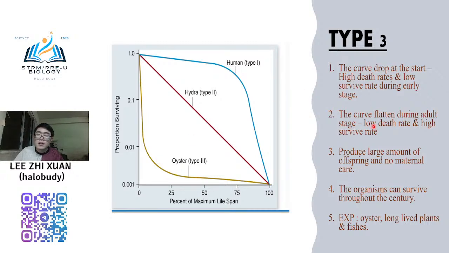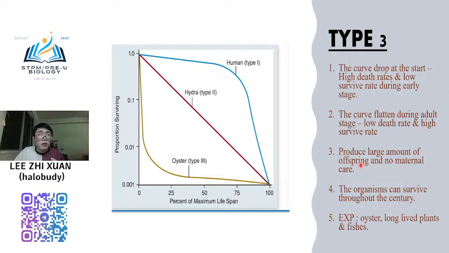So the curve will flatten during the adult stage. So awak boleh tengok, when the time period becomes longer, the death rate actually becomes constant, or we say the curve is more flattened. So meaning that when it becomes adult, the death rate is very low, and then the survival rate is very high. So yang ni memang terbalik kepada human.